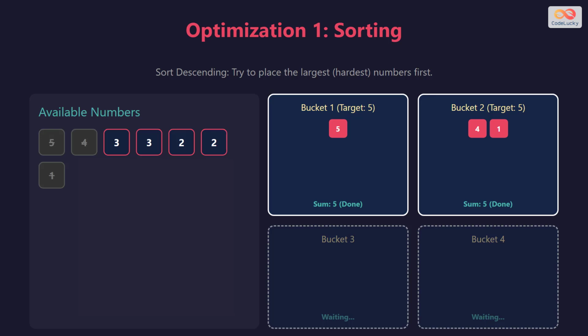Here is a crucial optimization tip. Sort your input array in descending order. Why? Because larger numbers are harder to fit into buckets than smaller ones. By trying to place the large numbers first, we run into potential conflicts much earlier in the process. This helps our algorithm fail fast on invalid paths, saving a lot of computation time.